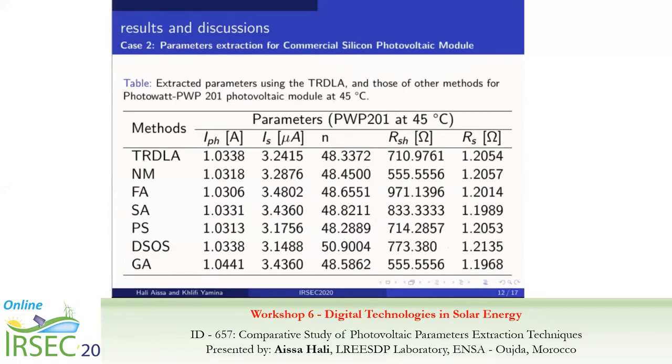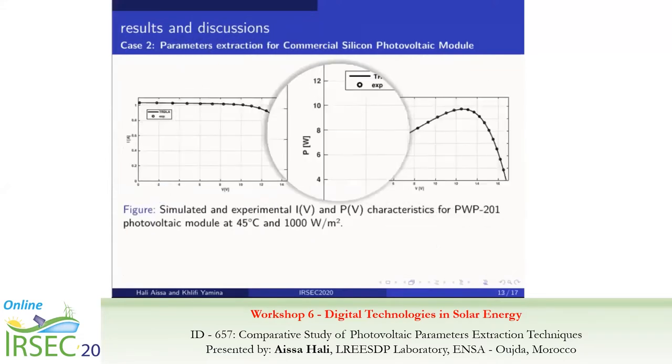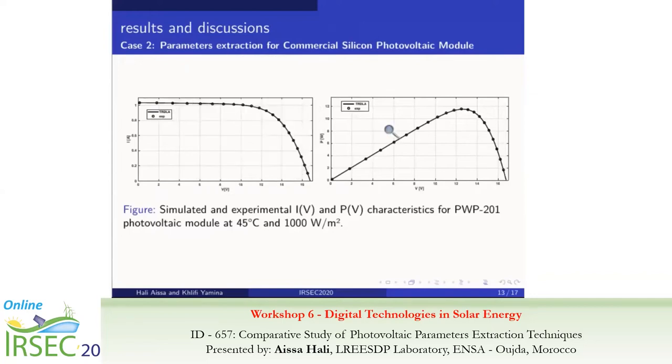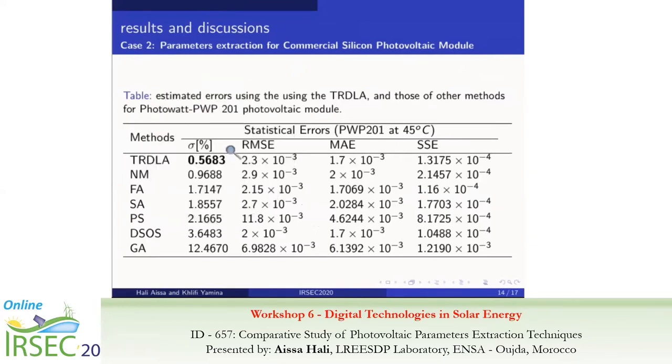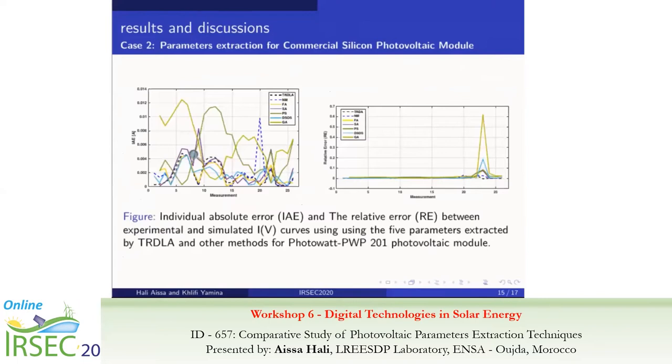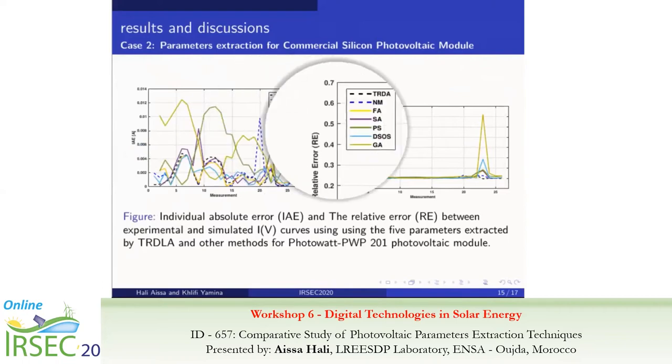A similar study to the photovoltaic cell is made for the photovoltaic module. This table presents the extracted parameter values compared with recent works for the same photovoltaic module. These figures represent the comparison between experimental data and calculated current-voltage and power-voltage, considering the optimized set of extracted parameters. As can be seen, the trust-region dogleg algorithm-based method provides the minimal value of standard deviation and the minimal value of relative error and individual error compared to recent and most accurate methods.